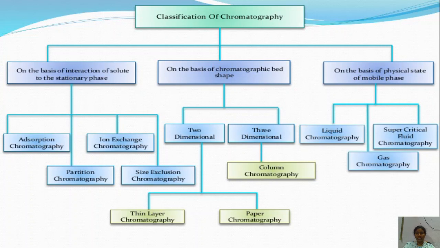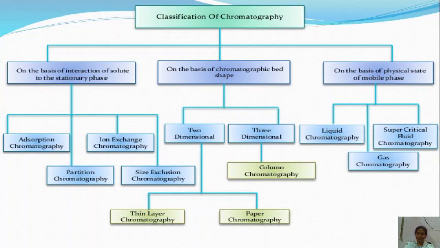And if you go for the three-dimensional, there is column chromatography. In column chromatography you will use a powdered stationary phase like silica gel, which is three-dimensional. So column chromatography comes under the three-dimensional. On the basis of the chromatography bed, chromatography methods are classified into two types, two-dimensional and three-dimensional. In two-dimensional, thin layer chromatography and paper chromatography. In three-dimensional, column chromatography is there.